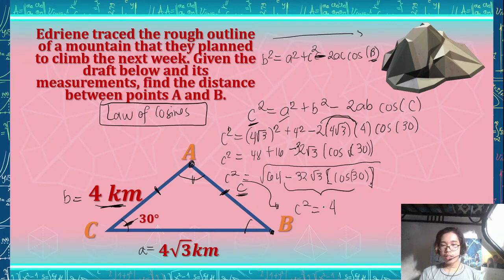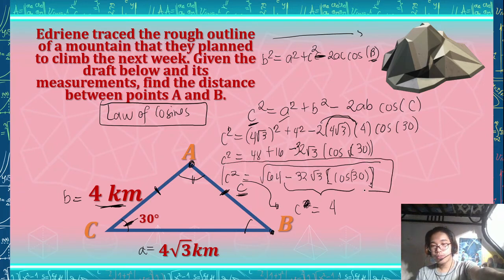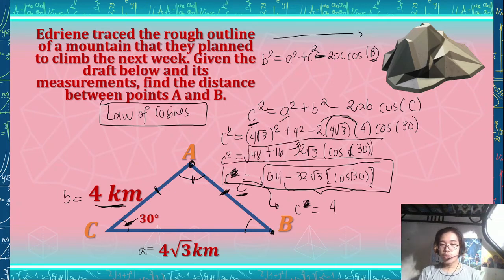And that's the answer. We've already squared everything, so if you evaluate this on your calculator, that's just going to be c, since we've already taken the square root. So c is equal to the square root of 64 minus 32 square root of 3 times cosine of 30, and therefore c will be equal to 4. So the side measurement of AB will be equal to 4. Since c is equal to AB, therefore AB is equal to 4 kilometers.